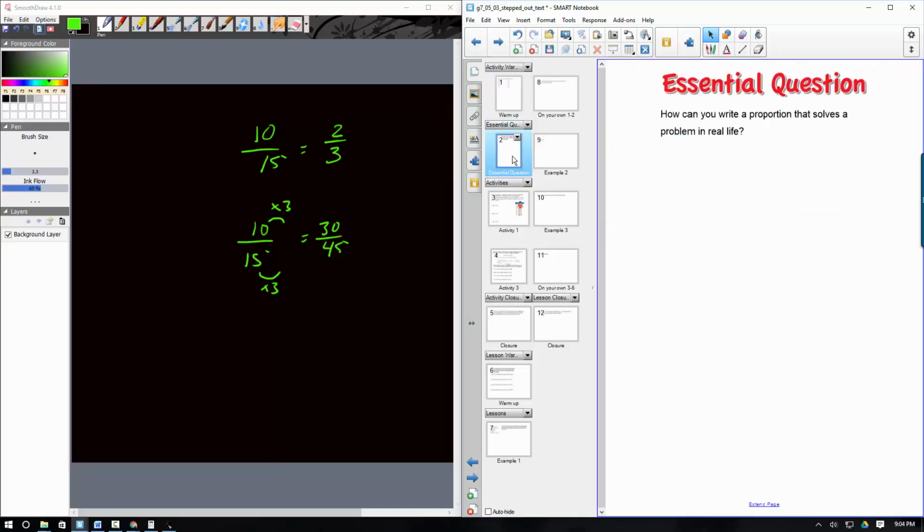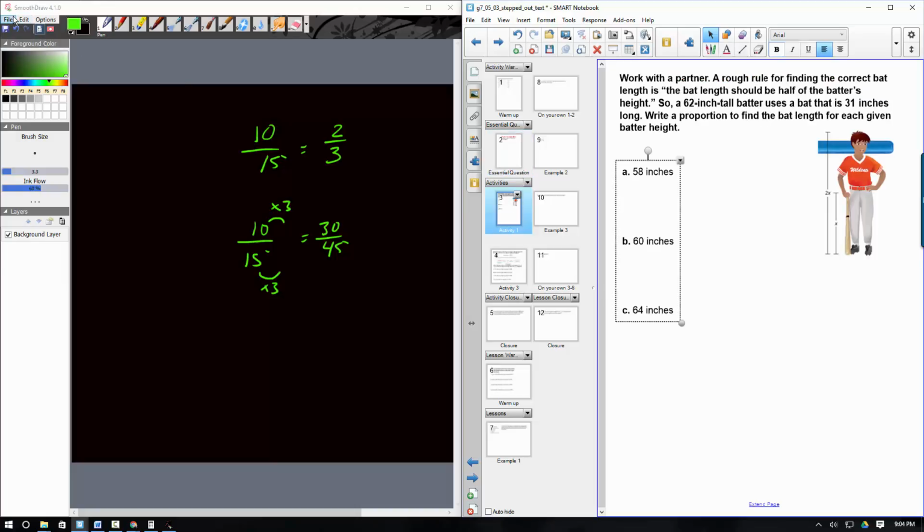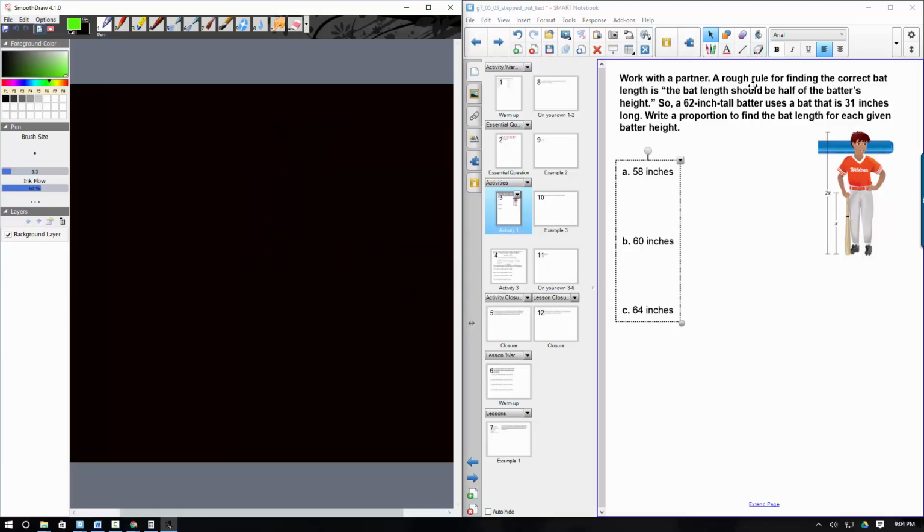And basically, we want to see how you can write a proportion that solves a problem in real life. Because let's face it, all the math that we learn in this class, I want you to be able to actually see where it's applicable in real life situations. So here's one. Imagine that there is a baseball player and they want to buy a bat. And basically, a rough rule for finding the correct bat length is that it should be half the batter's height. So as it says here, a 62-inch tall batter uses a bat of 31 inches. So write a proportion to find the rest of the bat lengths for each given batter height.